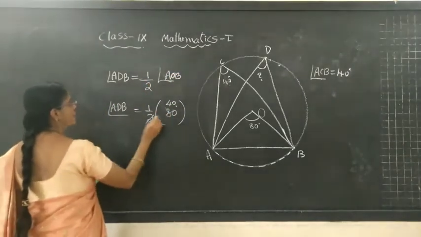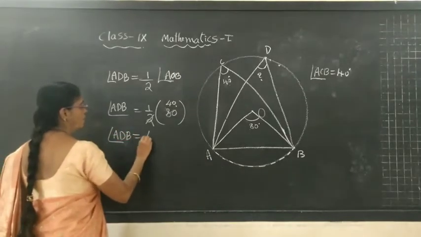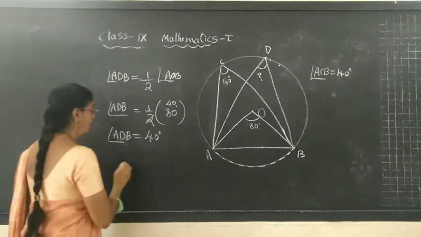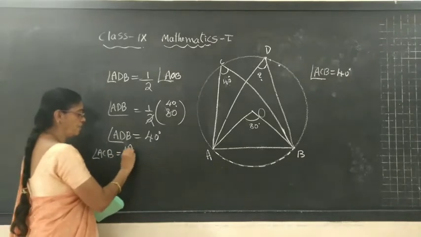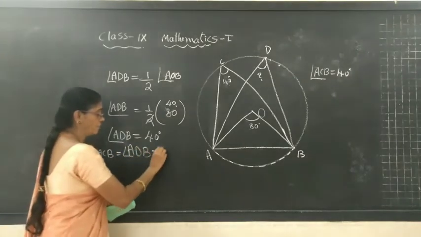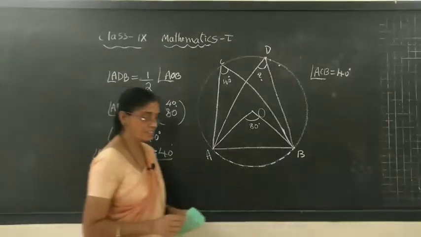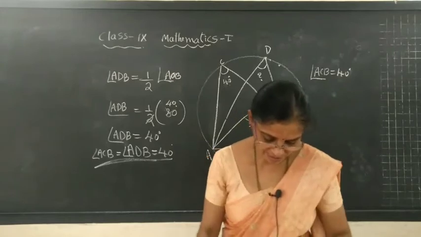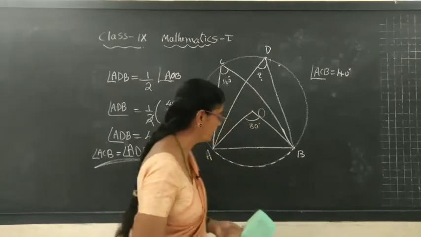AOB, okay. So angle ADB is equal to 40 degrees. Now what will you say? Angle ACB is equal to angle ADB, which is 40 degrees here. So what is the result we got? Angles in the same segment of a circle are equal. So we will write the result.